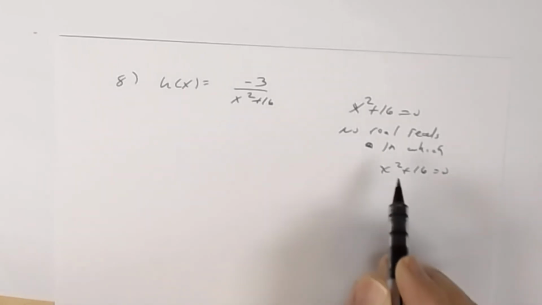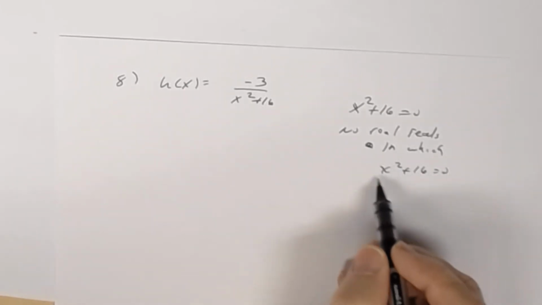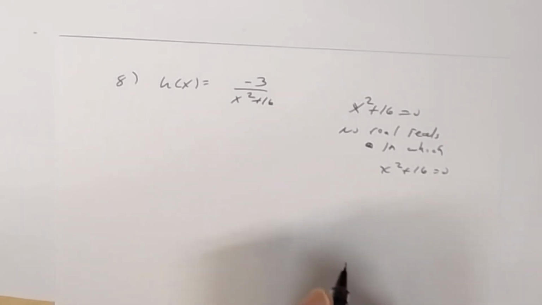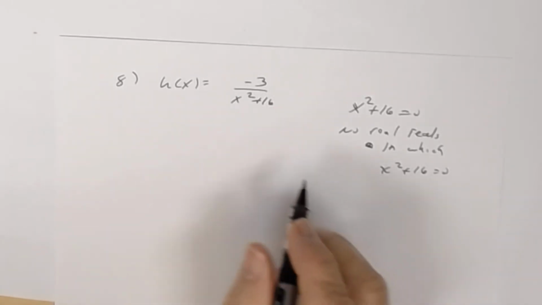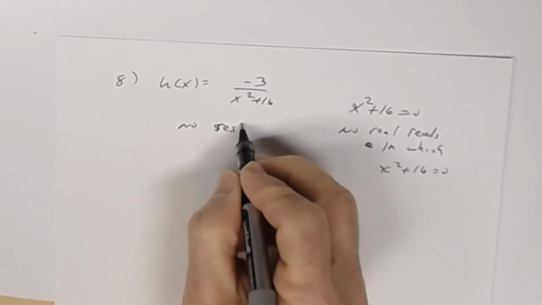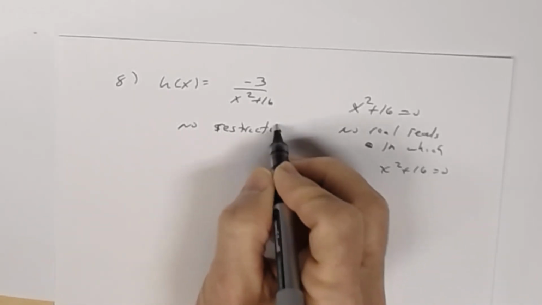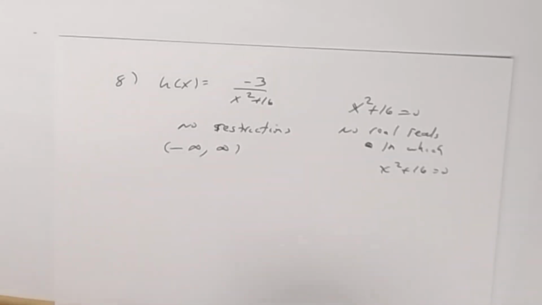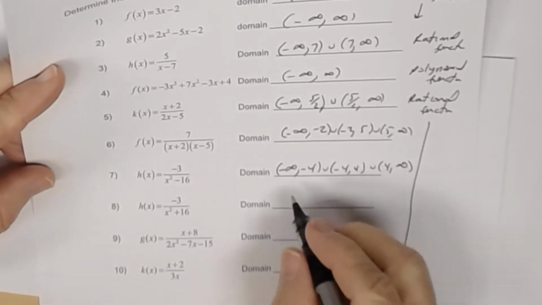You may say, well, why not -4? Because remember, -4 times itself is a positive 16. 16 plus 16 is 32, not 0. All right. So since there are no restrictions, the domain is all real numbers. There were no restrictions. Your domain's all real numbers. All right, so that one's -infinity to infinity.